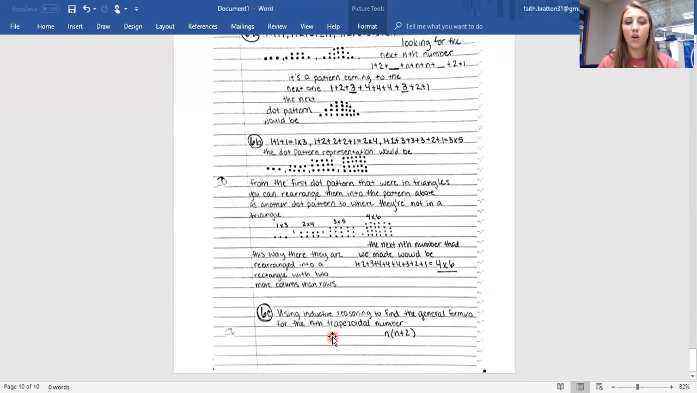Okay, using inductive reasoning to find the general formula for the nth trapezoidal number, it's n times (n plus 2). Okay, that is all I have for my written exam, Critical Thinking, Chapter 1. I hope you have learned from my ways of teaching.